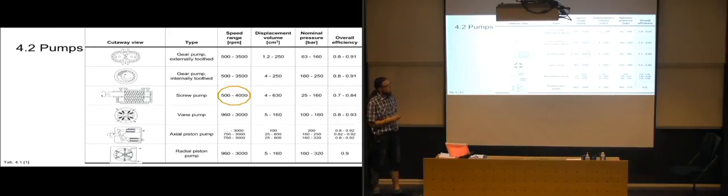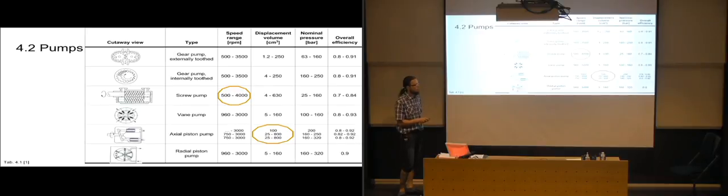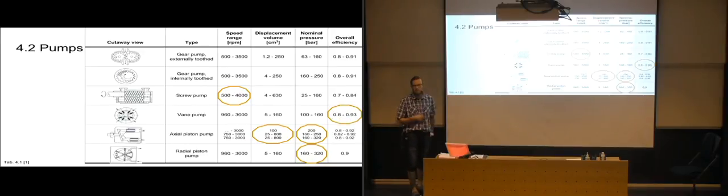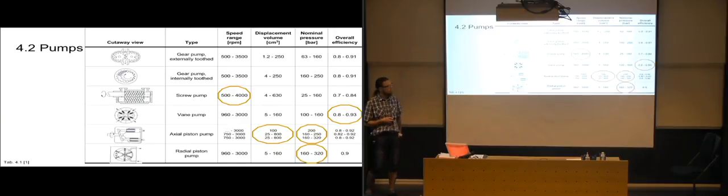So if we're looking at speed, we want a screw pump. That's the best alternative if we need to have as high a speed range as possible. If we're looking at displacement volume, an axial piston pump is what's going to give us the most value for our money. And if we're looking at pressure ranges, both of the piston pumps can give us quite good pressure ranges. And efficiency-wise, it's the vane pump that's going to give us the best.